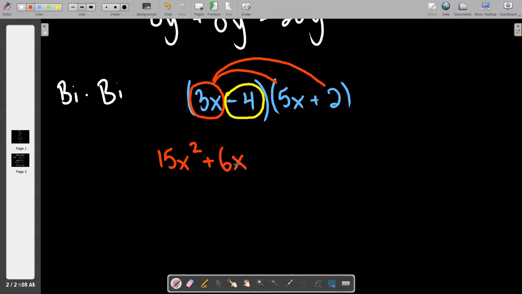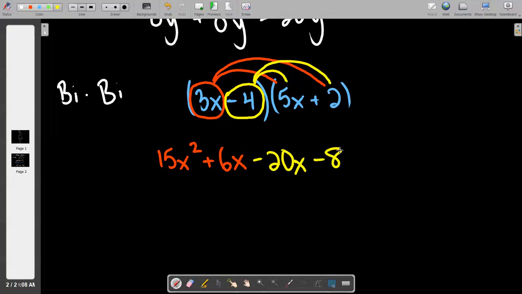And now it's negative 4's turn. And he says, well, I also have the same 2 jobs to do. I'm going to multiply myself by 5x. And what do we get? Right, and then I'm going to multiply myself by 2, and I'm going to get minus 8.